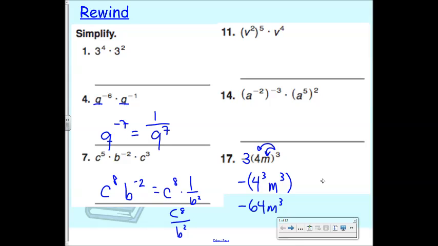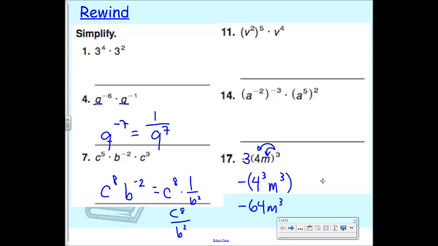Yeah? So you can't do c to the 8th plus b to the 2nd over 1? No, because b has to be in the bottom since it's a negative exponent. So you got to move it to the bottom. B to the 2nd over 1 would assume that b were positive.